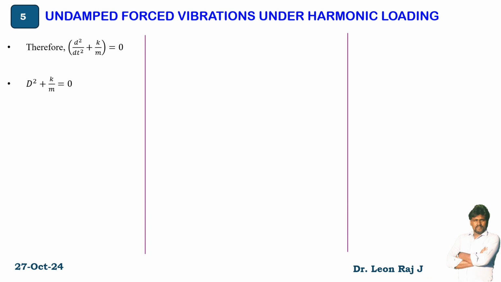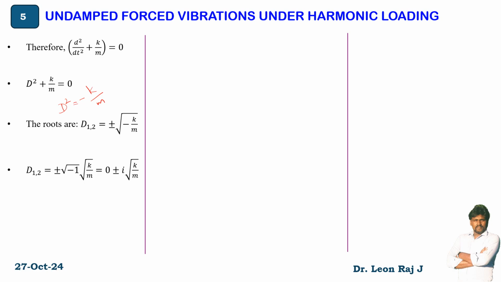So d square plus k by m is equal to 0. So you get two terms actually. So d square is equal to minus k by m. Then subsequently d is equal to plus or minus square root of minus k by m. Then your d1 and d2 look like this, plus or minus square root of minus k by m. So here square root of minus 1 is nothing but i.